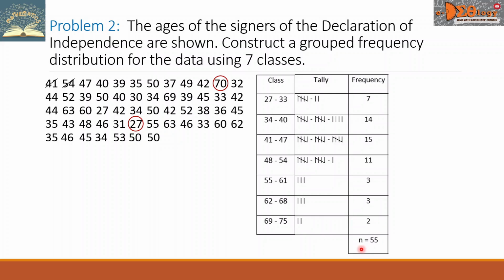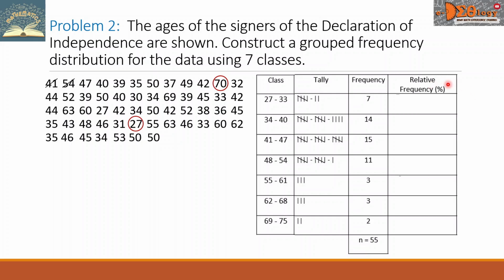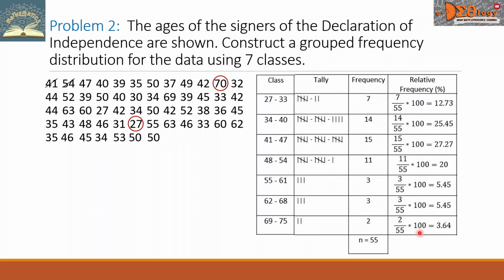That is N. For the relative frequency, this 7 divided by N times 100. The answer is 12.73. This is in percent. Next, 14 over 55 times 100, 25.45. 15 over 55 times 100 equals 27.27. So on and so forth. And the total of the relative frequency is 99.99. Actually, this must be 100.